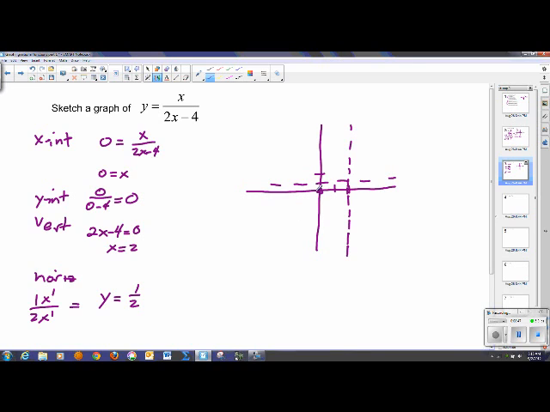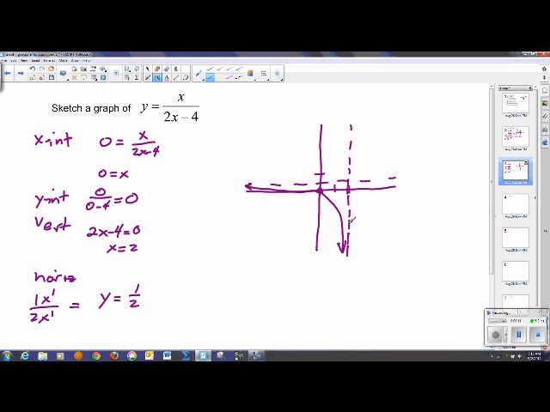I know that the graph has to go through the point 0, 0 and then approach the vertical asymptote. So this part looks like this. I know as x goes to infinity, both positive and negative, I'm approaching my horizontal asymptote. So this continues out to this line, but never really just approaches it.